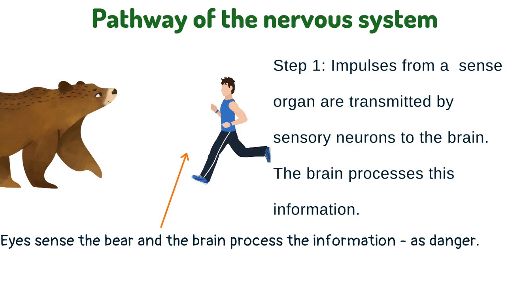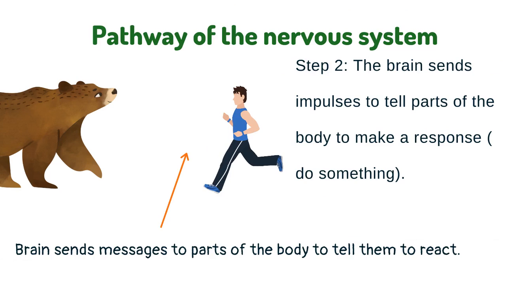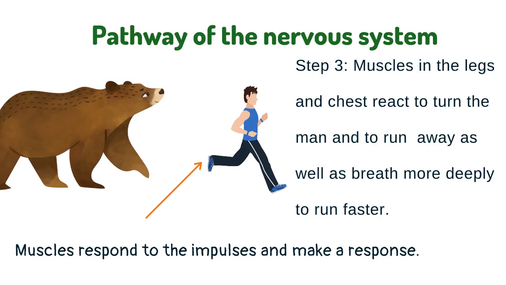The pathway of the nervous system has 3 steps. Step 1. Impulses from a sense organ are transmitted by sensory neurons to the brain. The brain processes this information. Step 2. The brain sends impulses to tell parts of the body to make a response, to do something. Step 3. Muscles in the legs and chest react to turn the man and to run away, as well as breathe more deeply to run faster.